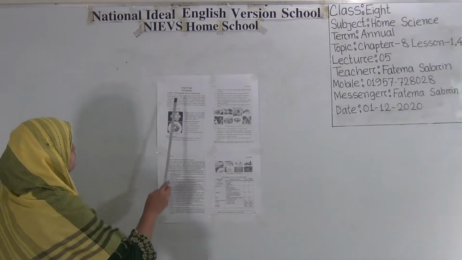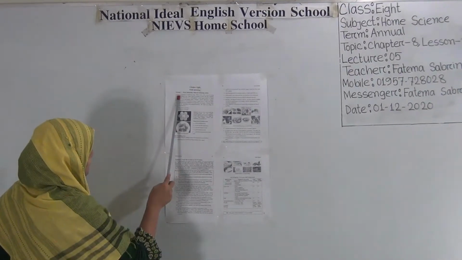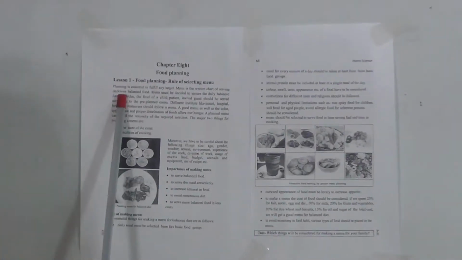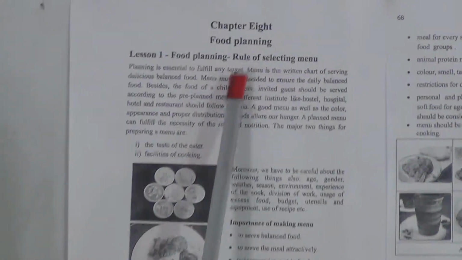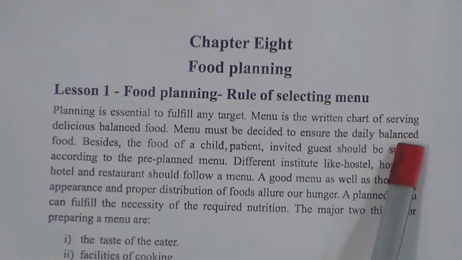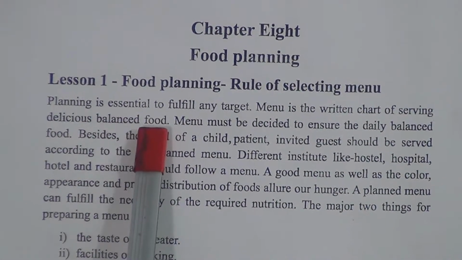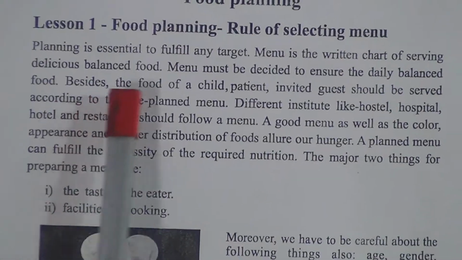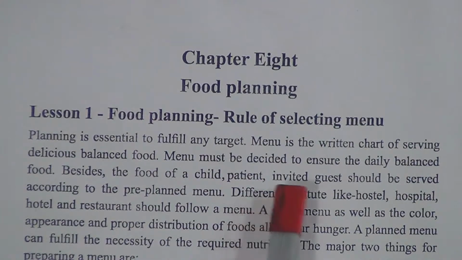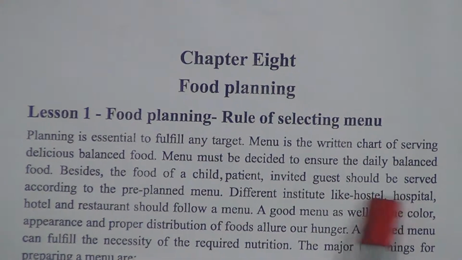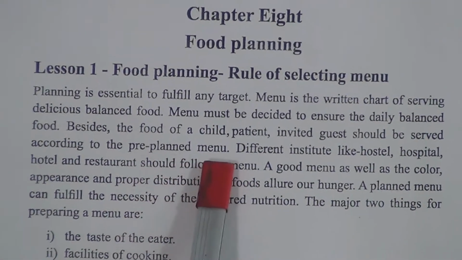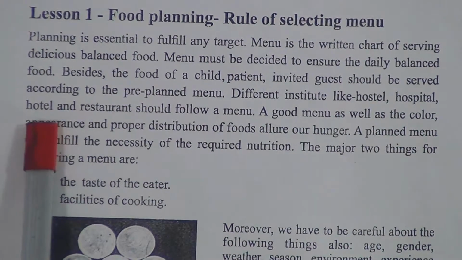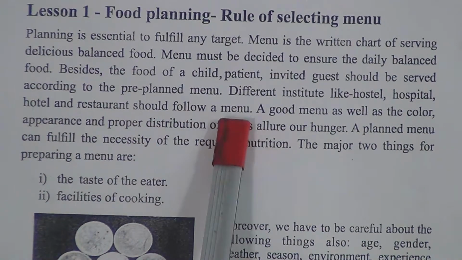Chapter 8, food planning. Lesson 1, food planning, rule of selecting menu. Planning is essential to fulfill any target. Menu is the written chart of serving delicious balanced food. Menu must be decided to ensure the daily balanced food. Besides, the food of a child, patient, and invited guest should be served according to the pre-planned menu. Different institutes like hostel, hospital, hotel, and restaurant should follow a menu.